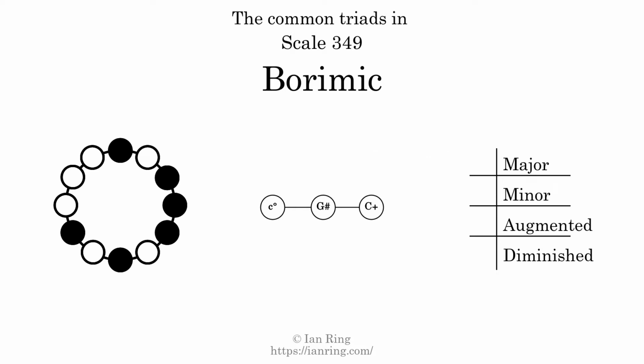The diagram in the center is a graph of parsimonious voice leading between triads. There is one major triad. There are no minor triads. There is one augmented triad. There is one diminished triad. Here is a Hamiltonian path of parsimonious voice leading that uses all the triads.